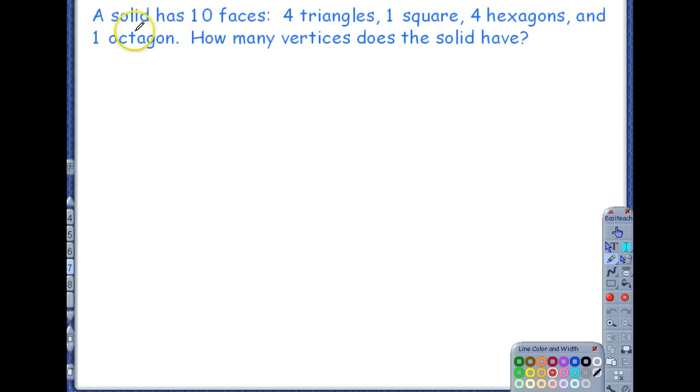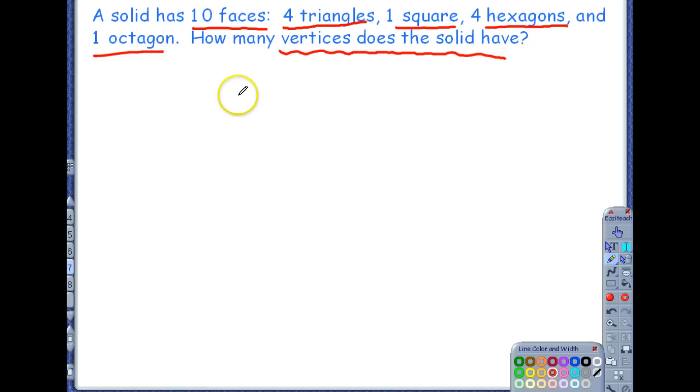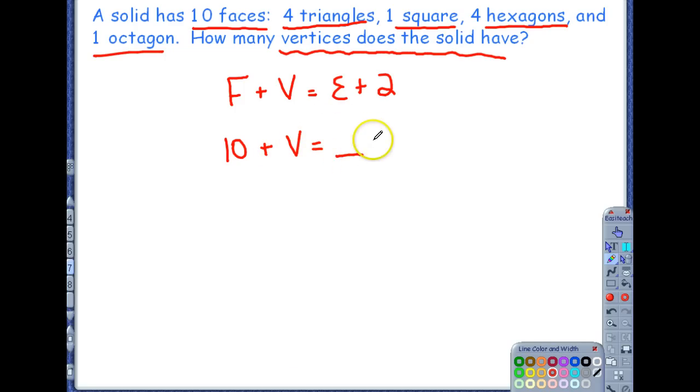Okay, so this one says a solid has 10 faces. Sorry, guys, 10 faces. 4 of them are triangles, 1 is a square, 4 are hexagons, and 1 is an octagon. So we have all kinds of different faces here. The question again: how many vertices does the solid have? Let's think about that formula again. It was faces plus vertices equals edges plus 2. Do we know any of these pieces yet? Well, they tell you 10 faces, so we know the F, so we can put 10 in. 10 plus the vertices, which we don't know, equals, and we need to know the number of edges.